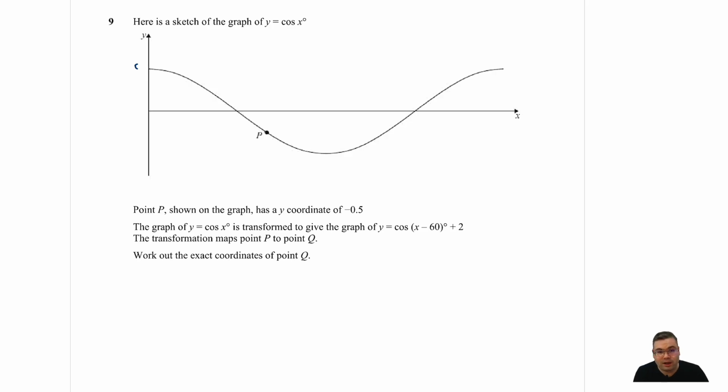So this is the last question of the session. This is the trigonometry based graph. Sketch a graph y is equal to cos x degree. So this is a graph given to us of cos x. The point P shown on the graph has a y coordinate of minus 0.5.